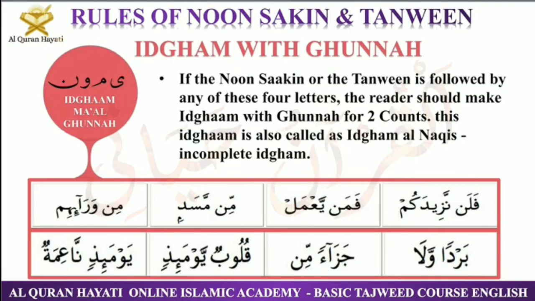When noon sakin and tanween are followed by these four letters of idgham. Which are these four letters? The first are noon and meme. Just remember it because these both are the letters of nasalization, and we are doing gunna, so these two letters should come. And the next letters are waw and ya. This you will have to remember: ya, meme, waw, noon. Ya, meme, waw, noon.